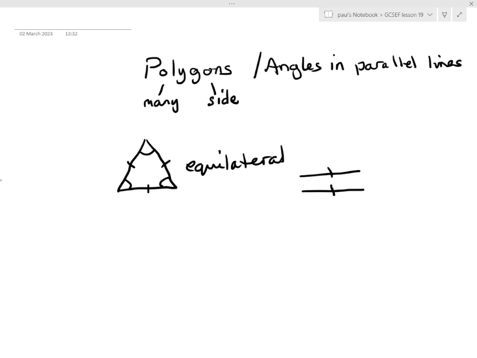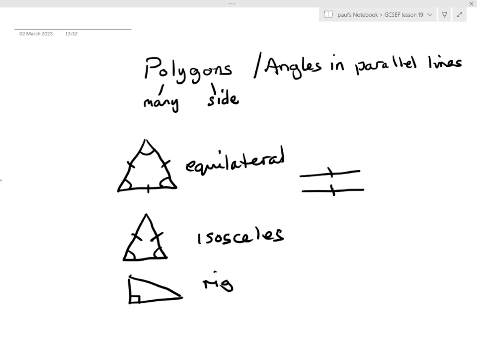Okay, there's another triangle called an isosceles triangle, where just two of the sides are the same. This one can be longer or shorter, and the bottom two angles are the same, and we get another kind, which is a right angled, and the only thing we know about that is that one is 90 degrees.